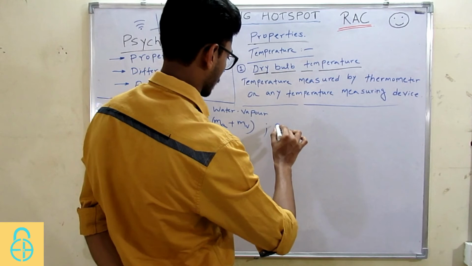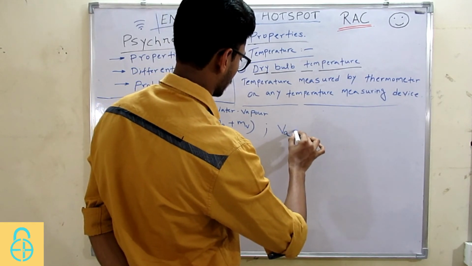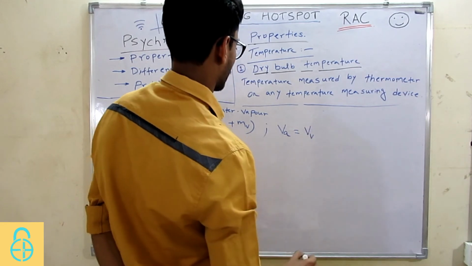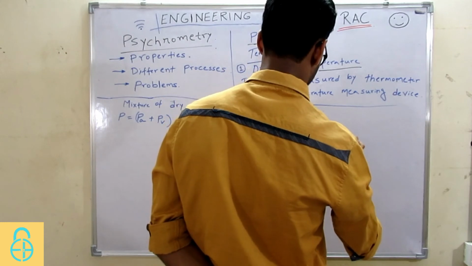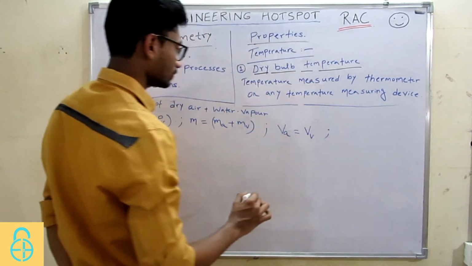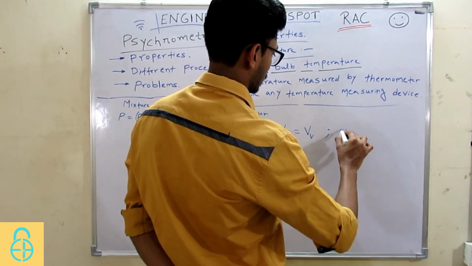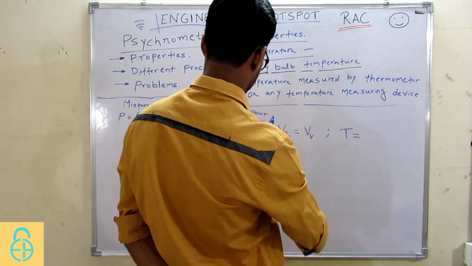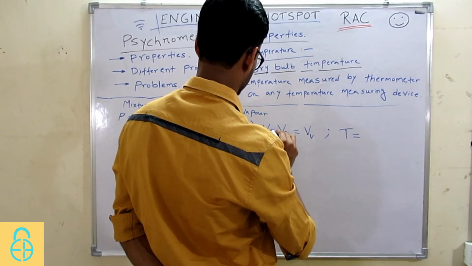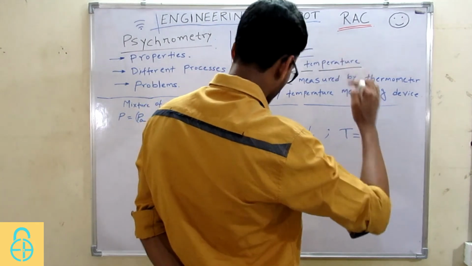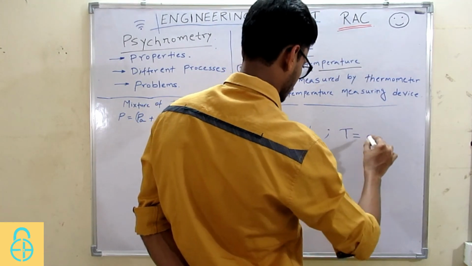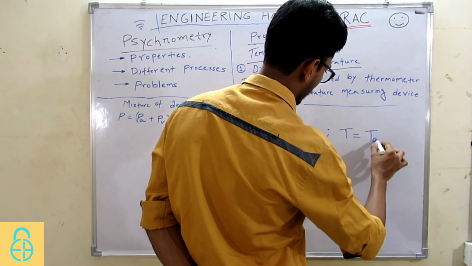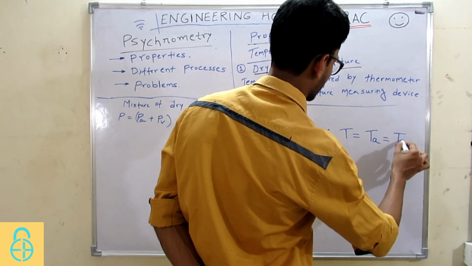Then volume of air is equal to volume of vapor, also temperature. P, this will be the total volume of the container. T, the temperature of the container, will be the same as the temperature of dry air, and this will be equal to the temperature of water vapor.